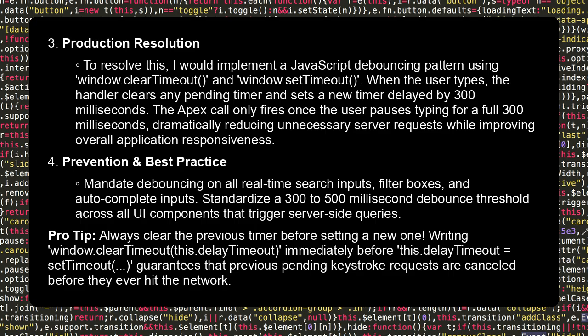4. Prevention and best practice. Mandate debouncing on all real-time search inputs, filter boxes, and auto-complete inputs. Standardize a 300 to 500 millisecond debounce threshold across all UI components that trigger server-side queries. Pro tip: always clear the previous timer before setting a new one. Writing window.clearTimeout(this.delayTimeout) immediately before this.delayTimeout = setTimeout(...) guarantees that previous pending keystroke requests are canceled before they ever hit the network.